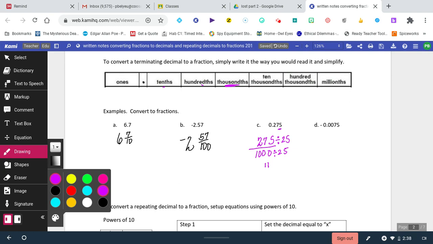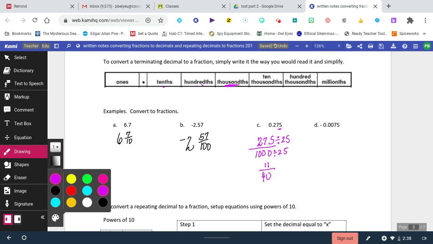Okay, so 275 divided by 25 is 11. Now I need to think about how many quarters it takes to make $10. So I'm writing here, how many quarters does it take to make $10? I just look at this as money. Instead of 1,000, I just look at it as $10. It takes 4 quarters to make $1, so I would need that 4 ten times to make $10. So it would be 40. So simplified, that's 11 over 40.